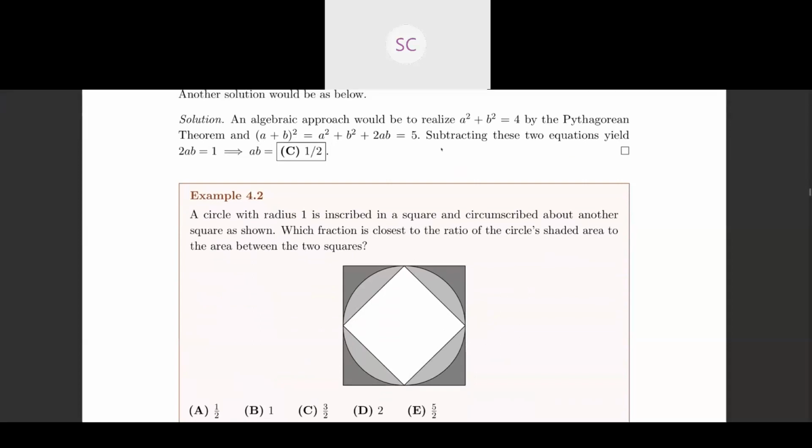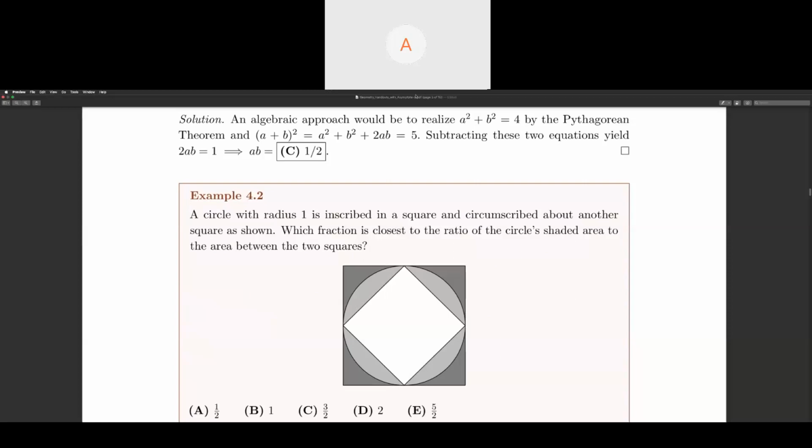This one's trickier, but I think you guys can figure it out. What was the answer of the last one again? Last answer was C, 1/2.